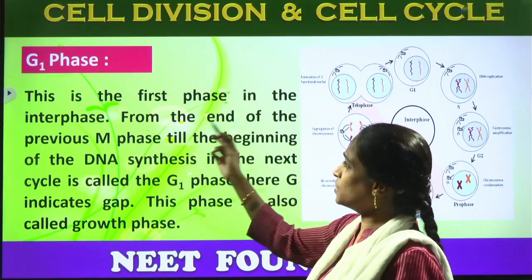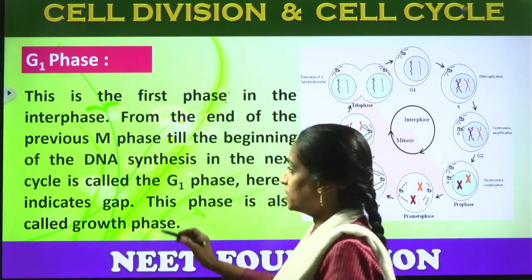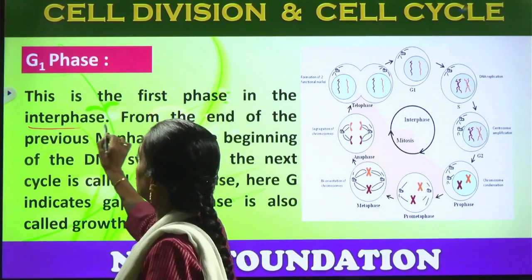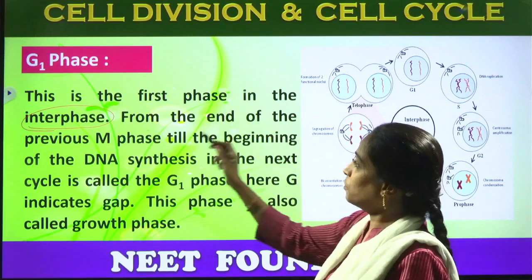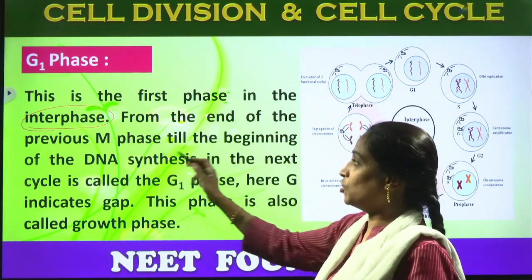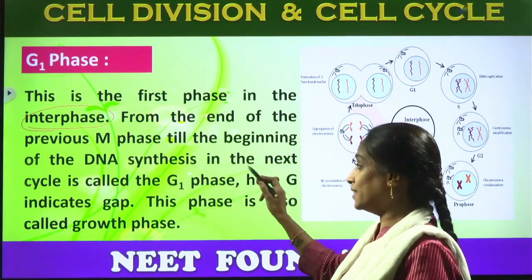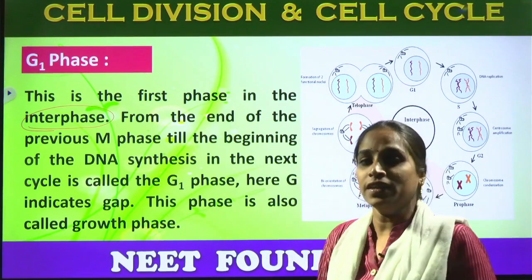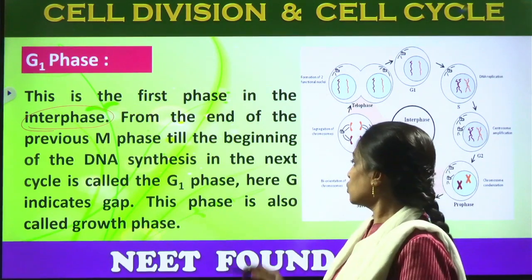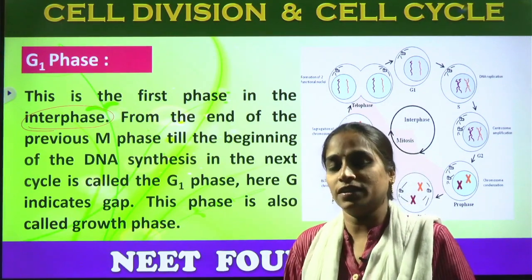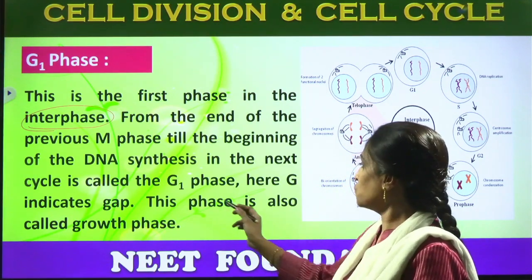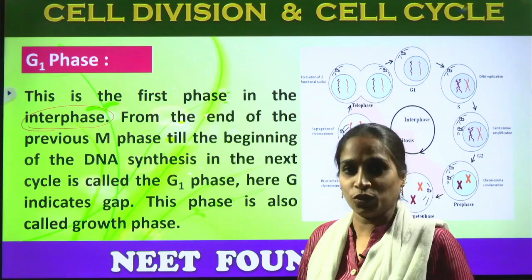This is the first phase in the interphase. From the end of the previous phase till the beginning of DNA synthesis in the next cycle is called the gap 1 phase. Here G indicates gap, or we can also consider it as growth. So this phase is also called growth.